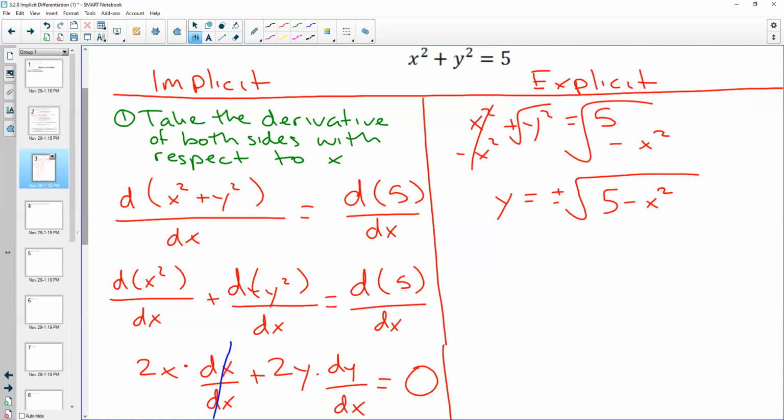Just the way that I did it, I kind of did that in a bunch, but remember it was x squared plus y squared. Yeah, so I subtracted x squared first, and then I took the square root of that. Yeah, good comment though, okay?